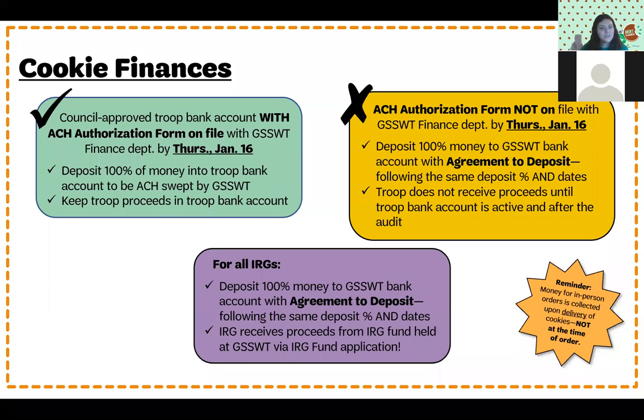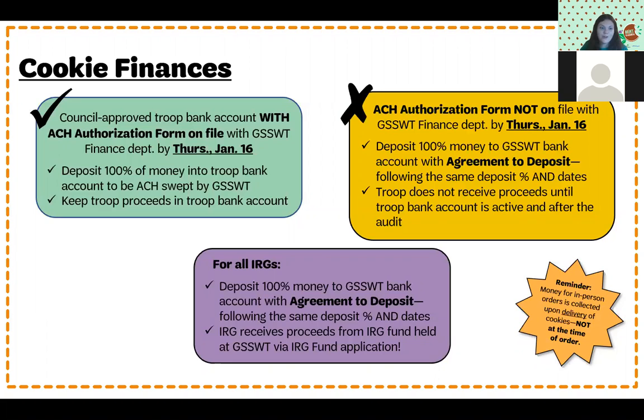So that we do have to do some extra steps to get you your proceeds. So you would see why we would prefer you to have your troop bank account. But if you don't, if you're a new troop, if you have an issue, if you've received our lovely email letting you know that you have an issue, then definitely talk with your money managers. Consider the agreement to deposit as either a placeholder for your troop bank account or as an alternative to your troop bank account. And then for IRGs, IRGs must complete an agreement to deposit in order to participate.